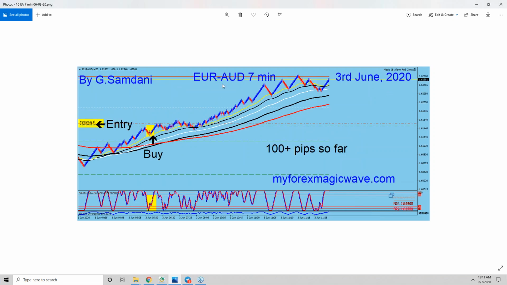On the 3rd of June, Euro Aussie going up again. And here's the beautiful entry. Indicators all the way down. Price is above the wave. Yellow is above the black.